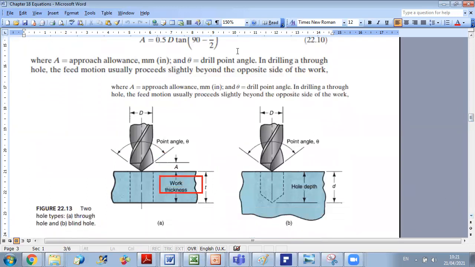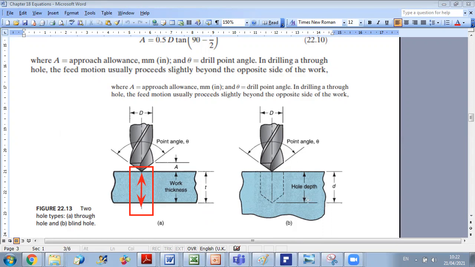You can see here we have these two types of operation. The first type is the through hole. When you do a through hole, you will cut the whole part. You will have a hole from the upper to the lower part of your work thickness, and the depth of your hole will be equal to the work thickness. On the other hand, for a blind hole, you will not go from one end to the other. Your hole will stop in the material, and it will be characterized by a certain depth, the hole depth.